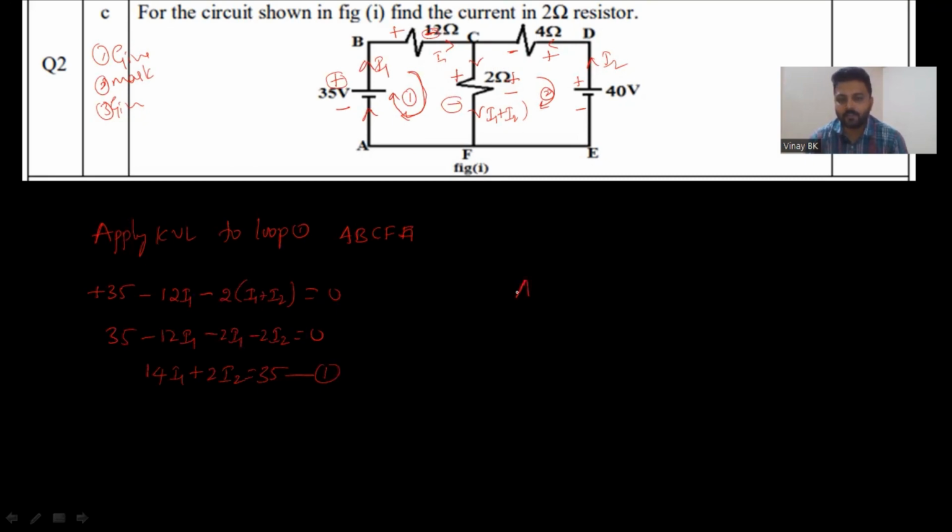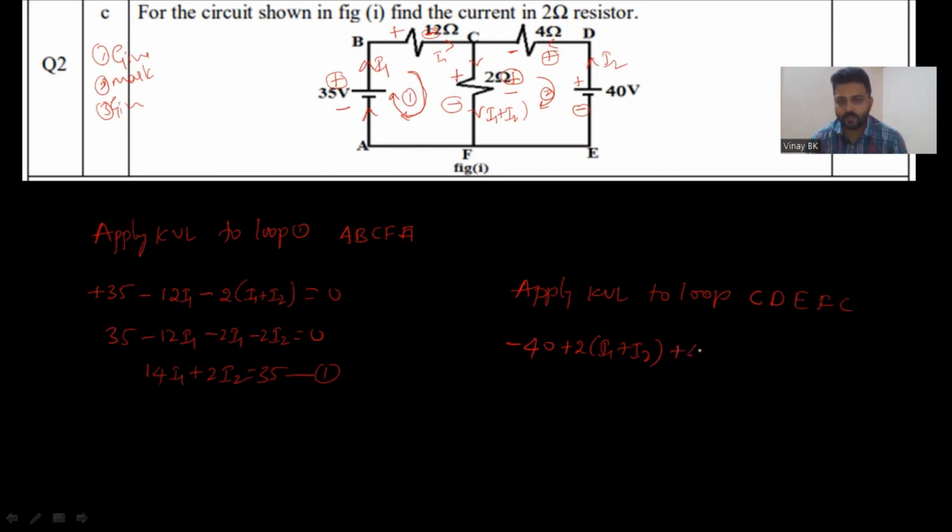Similarly, apply KVL to loop 2. That is nothing but the loop in the clockwise direction I have given, so I'll write here C, D, E, F, C. See now, second polarity is positive, positive, negative. So I can rewrite now: minus 40 plus 2 into I1 plus I2.